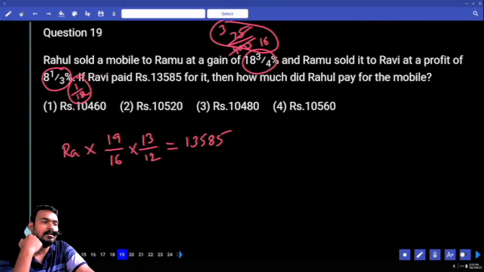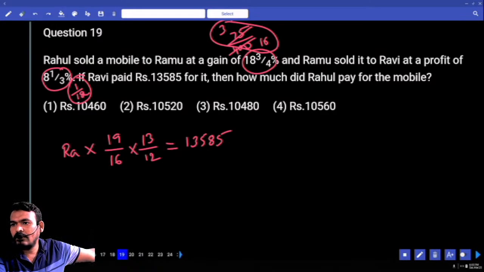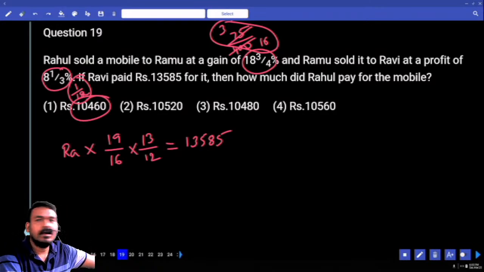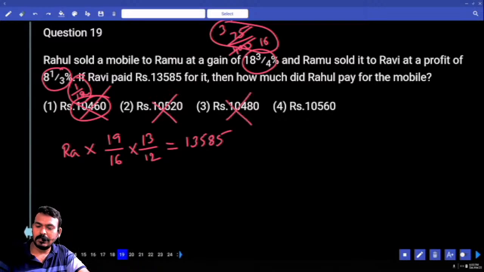13,585, or not? Just listen, the right hand side value is a multiple of 11. Obviously, on the left hand side, is there any cancellation of 11? No. Then the answer must be a multiple of 11, or not? If there is no cancellation, the answer must be a multiple of 11. First option a multiple of 11? No. Second option? No. Third option? No. Fourth option? Yes.